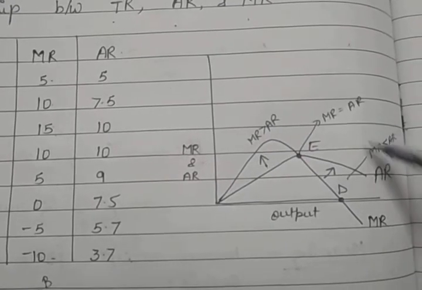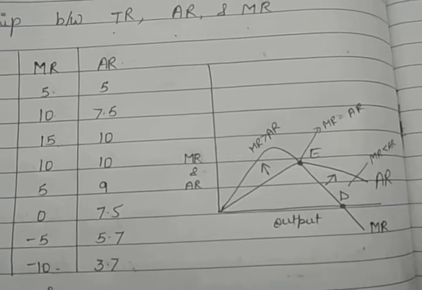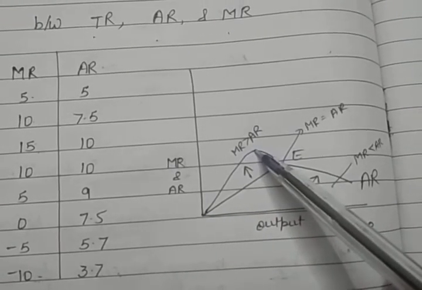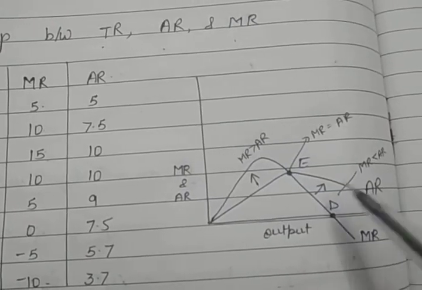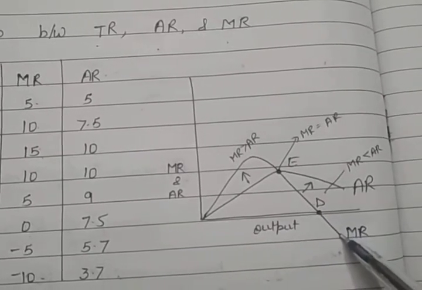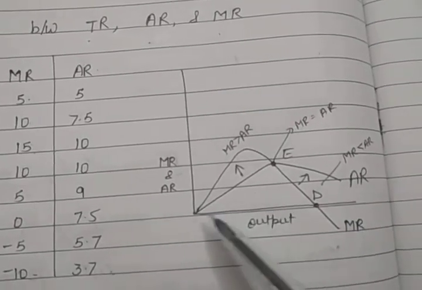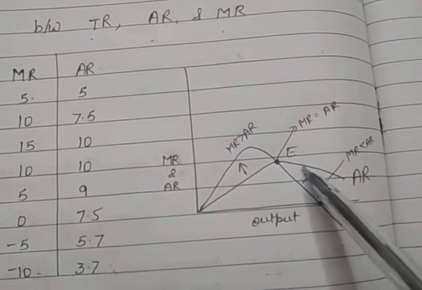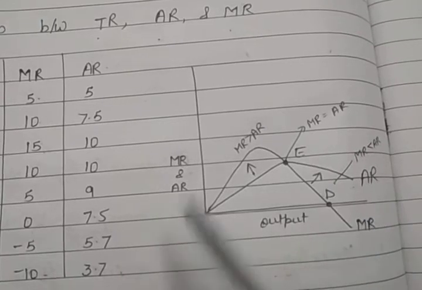Now the next relationship is between MR and AR. First of all, see this diagram. The MR curve, we know, increases rapidly, reaches its maximum point, and then starts decreasing rapidly, reaches its 0 point, and then becomes negative. This is the quality which we have read in the relationship of TR and MR also. And the second curve is AR, which increases slowly, reaches its maximum, and then declines also slowly as compared to the MR. Now understand the relationship.